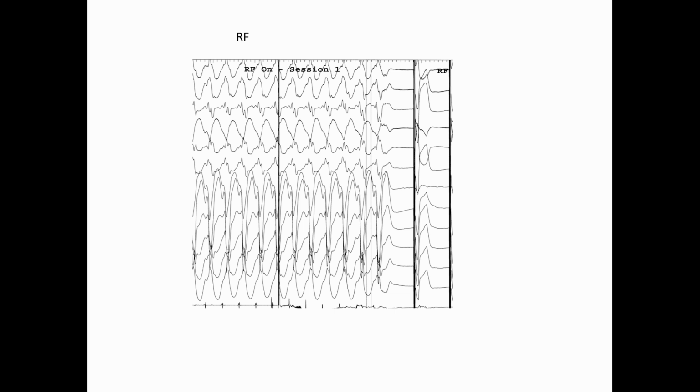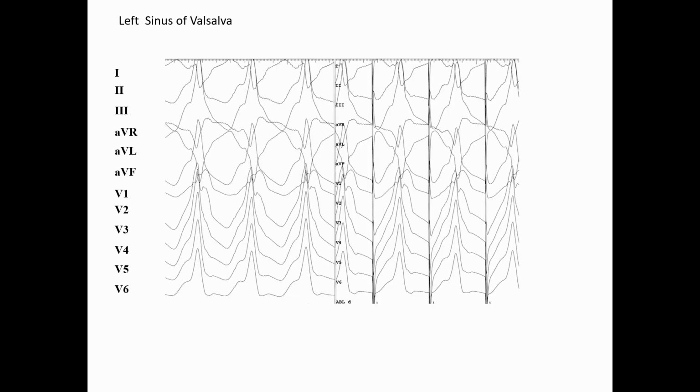So we decided to turn on radio frequency energy and this terminated the VT, and neither VT1 nor VT2 were inducible after this ablation lesion. But we kept mapping. We were interested to see what other things we would find, and mapped the sinus of Valsalva, since this area was also involved.